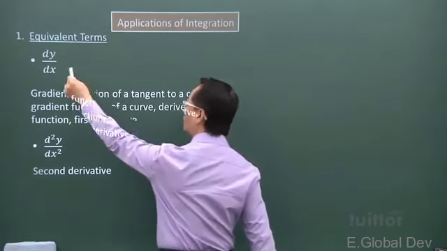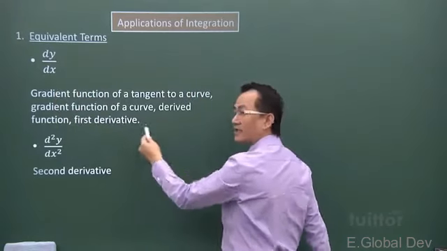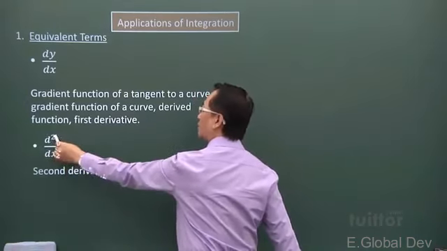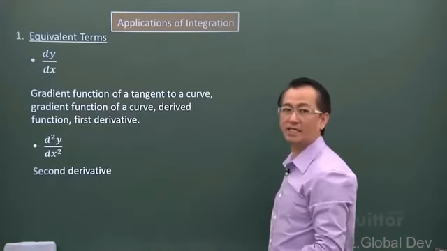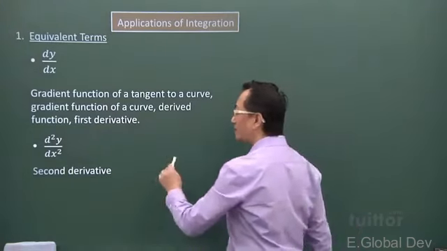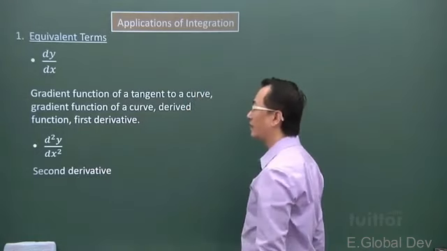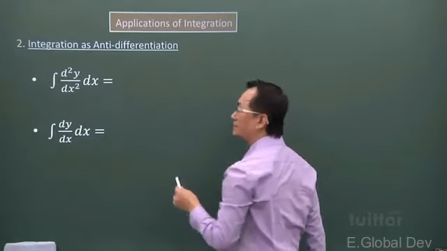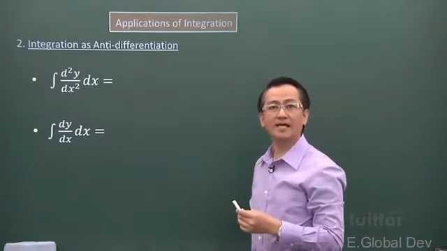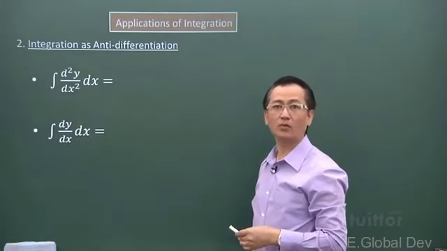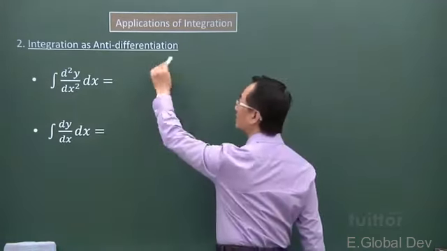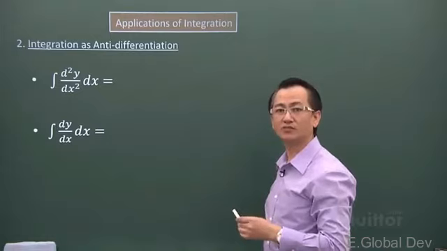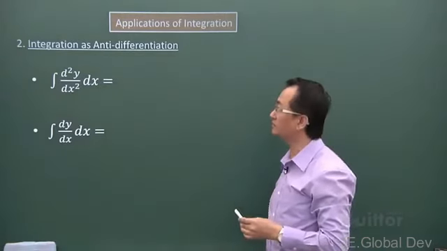So if dy over dx is the first derivative, then the second derivative will have a symbol like this, d squared y over dx squared. So that is the second derivative. So if we look at integration, we can think of it as anti-differentiation. What it means by this term, anti-differentiation, is the reverse process of differentiation.